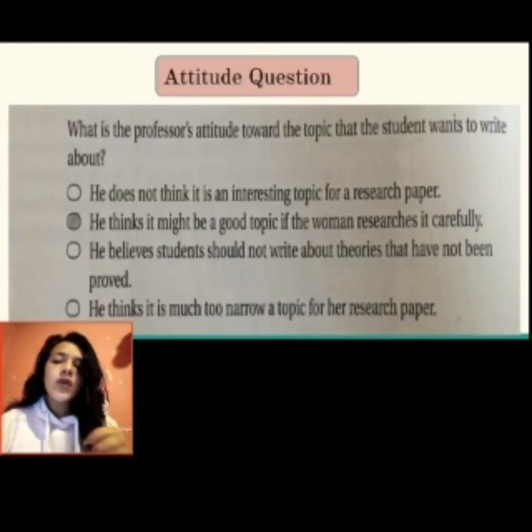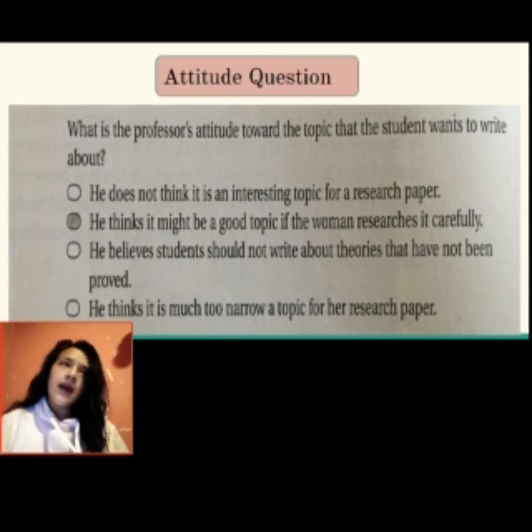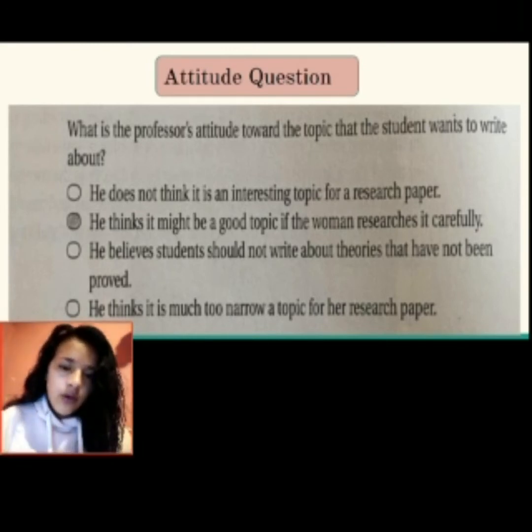Okay, attitude question. This asks you how the speaker feels or thinks about a certain issue, idea, or person. For example, what does the speaker say about? Or what is the professor's opinion of? Also, you can see the example.